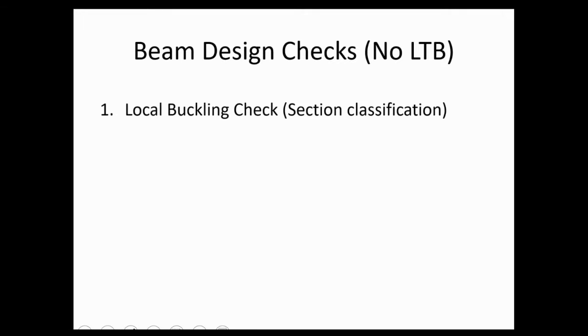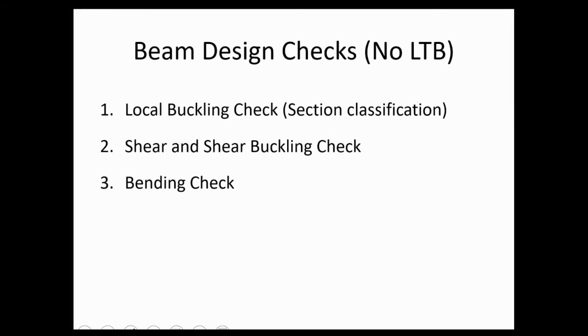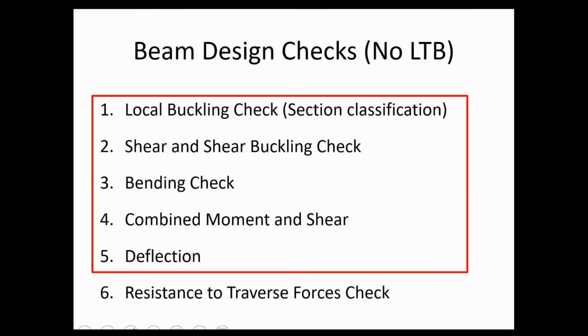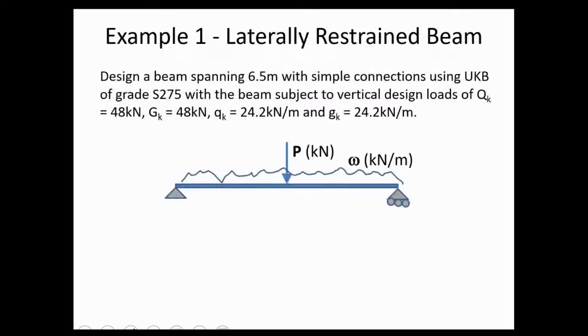Okay, so we have the steps that we're going to go through. It's going to do a local buckling check of the section to classify the section. Then we're going to do a shear and buckling check. We do a bending check, combined moment and shear, deflection, and resistance to transverse force check at the end. Okay, so we'll do the first five steps in this example this morning.